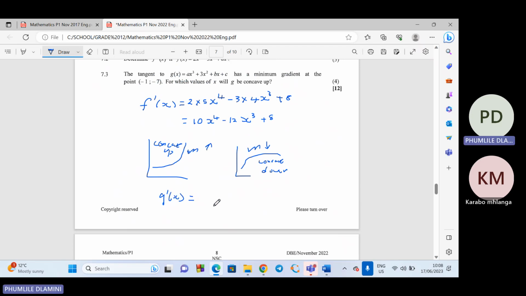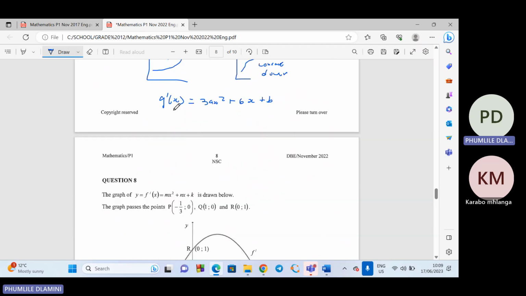When we differentiate g of x, it's going to be 3ax squared plus 6x plus b. So when we have differentiated that, they say it has a minimum at this value, negative values here. But sometimes you can take it further.